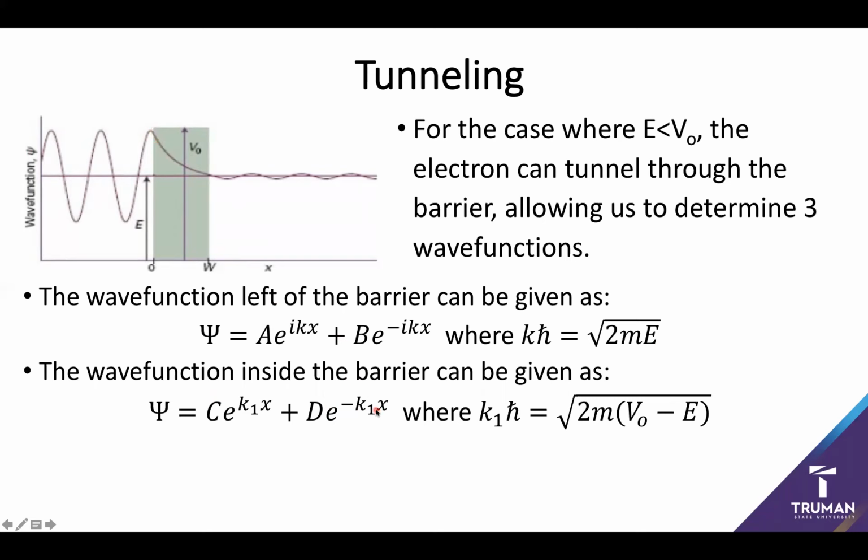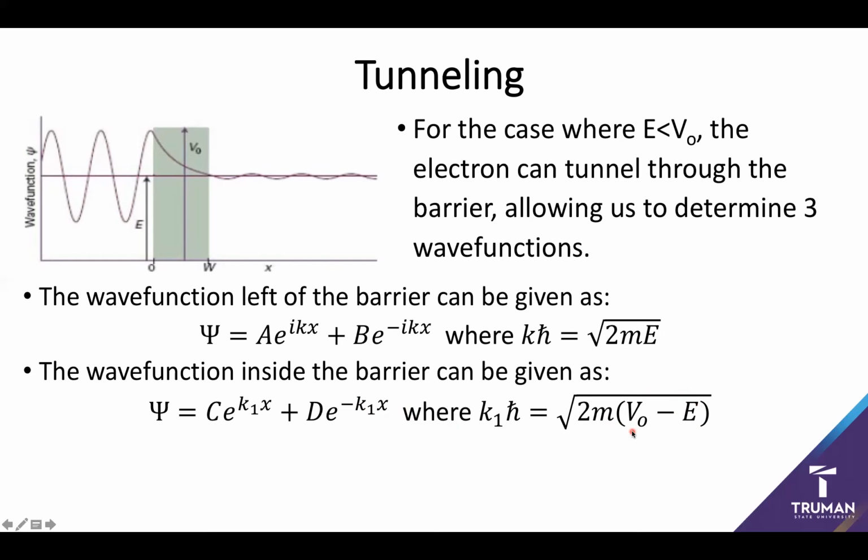Now, it is worth noting that your book uses a kappa. However, it turns out that kappa is really easy to confuse with k's. So I'm just giving it a k1 here. Now, the actual constant here is going to reference something kind of interesting. It's going to be related to how much higher the barrier is than the energy of the particle.